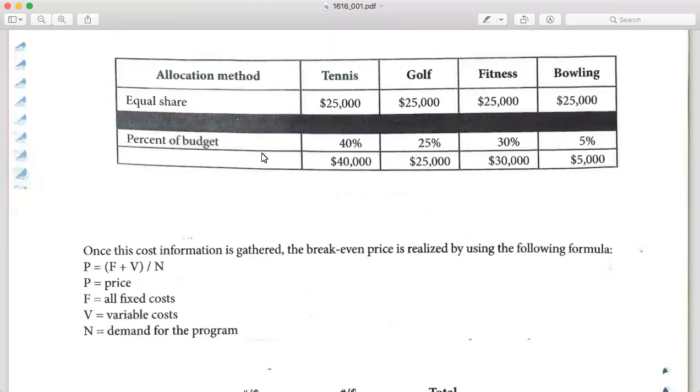CEO. So here, equal share, you can see there's 4 different programmatic areas, excuse me. And then below, it's a percent of the budget. And so you can do it either way. So you can do an equal share, or you can do a percent of budget.